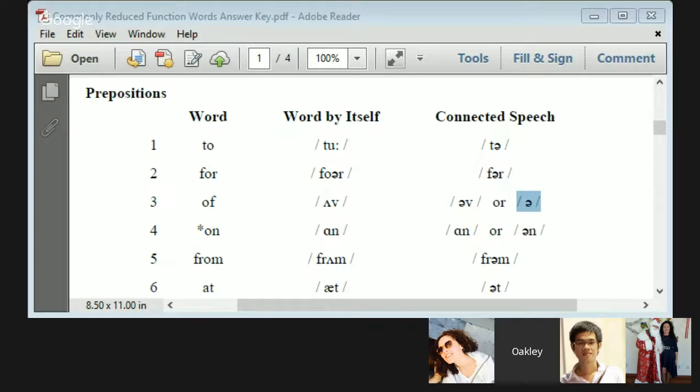Okay, so how might you say this short phrase? A cup of coffee. Of is surrounded by a P in front of it and a K sound behind it. I would totally eliminate the V sound. A cup of coffee. Cuppa coffee.